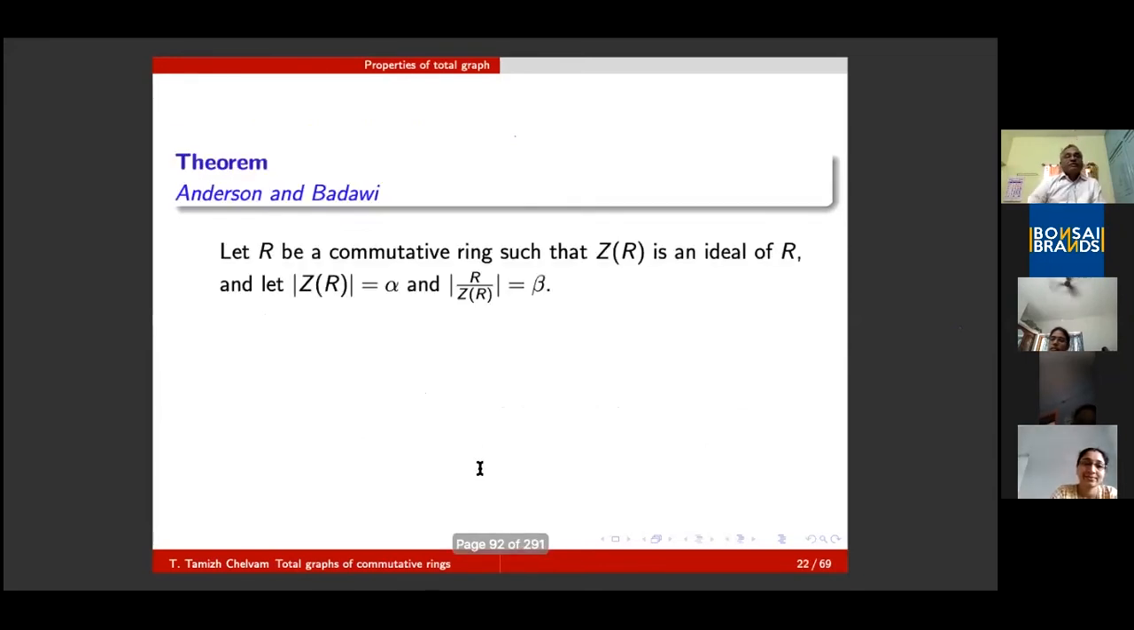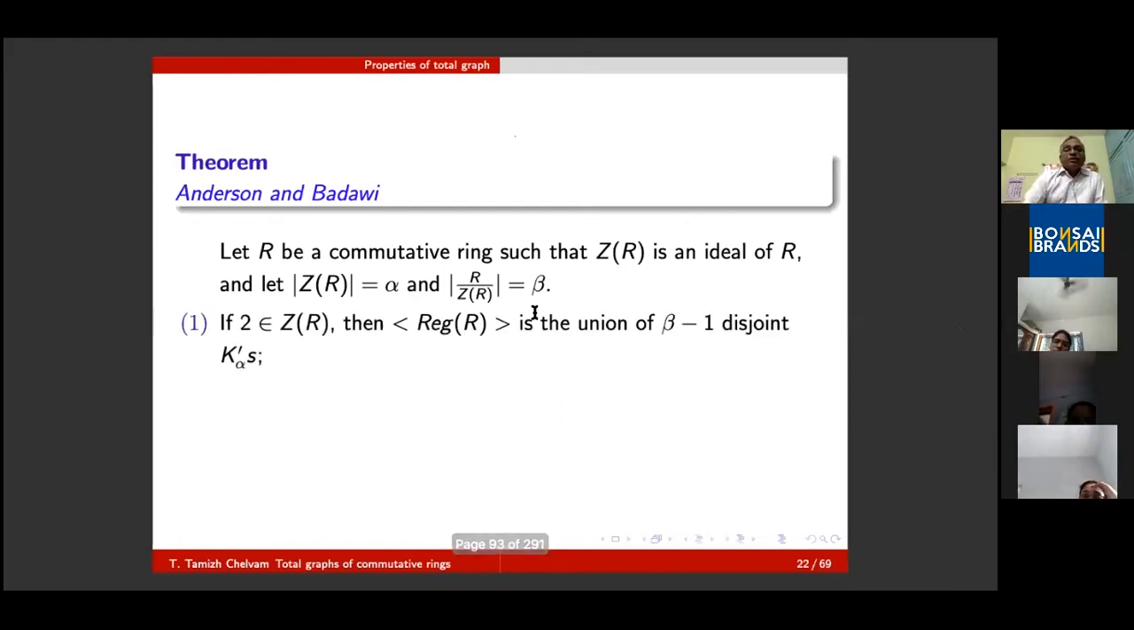Of course, Anderson and Badawi, Journal of Algebra: you take a commutative ring and Z of R is an ideal, and let the cardinality of Z of R be alpha, and the cardinality of the cosets, or the quotient ring, be beta. Please note that I never assume that alpha and beta are finite. That's why I use the word cardinality. If 2 is an element of Z of R, then the subgraph induced by regular elements is the disjoint union of beta minus 1 copies of K alpha. K alpha is the complete graph on alpha vertices, the number of elements of the zero divisor set.